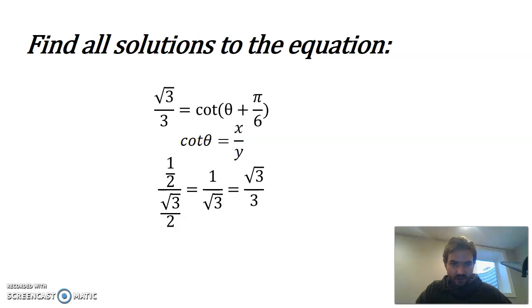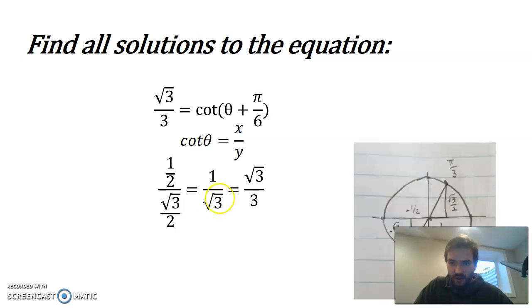The answer is that if we have 1/2 in the numerator and square root of 3 over 2 in the denominator, then when we multiply by the reciprocal, we get 1 over square root of 3. As you remember, we want to rationalize our denominator, which gives us square root of 3 over 3. So those are the x and y values. Then we're thinking, okay, what angles on the unit circle would give us those values?